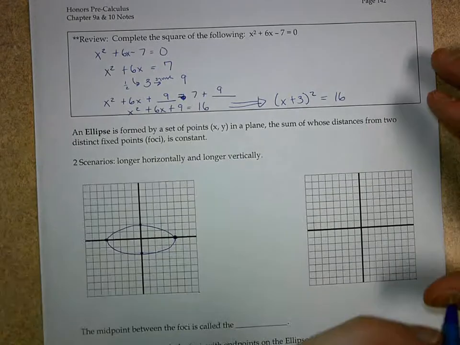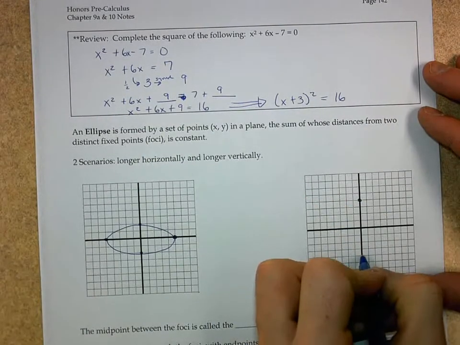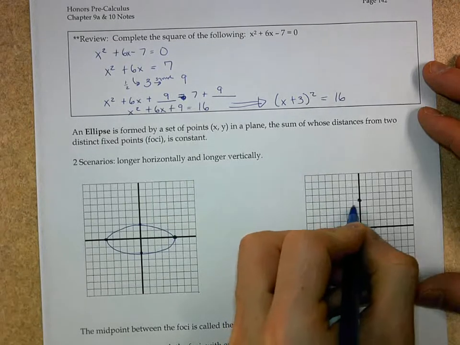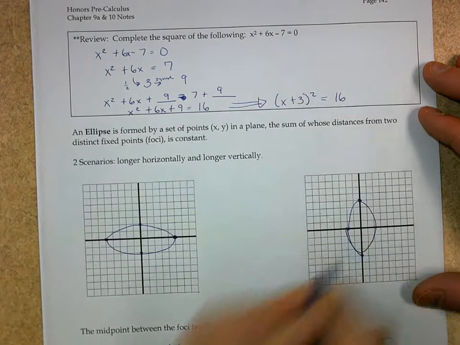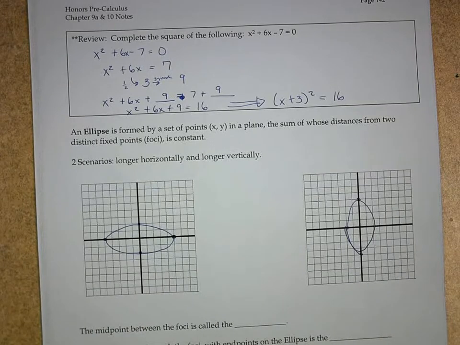If I were to have the vertical ellipse, it might be something like this. I missed drawing that down there. It should go through the point. So there's my two ellipses, one that's longer horizontally and one that is longer vertically.